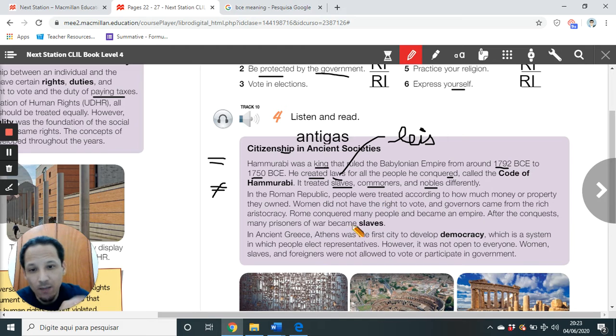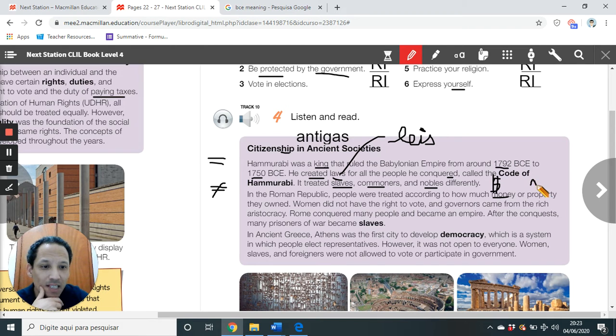Okay. In the Roman Republic, people were treated. Aí é em outro momento, né? People were treated according to how much money. Money. How much money and property?